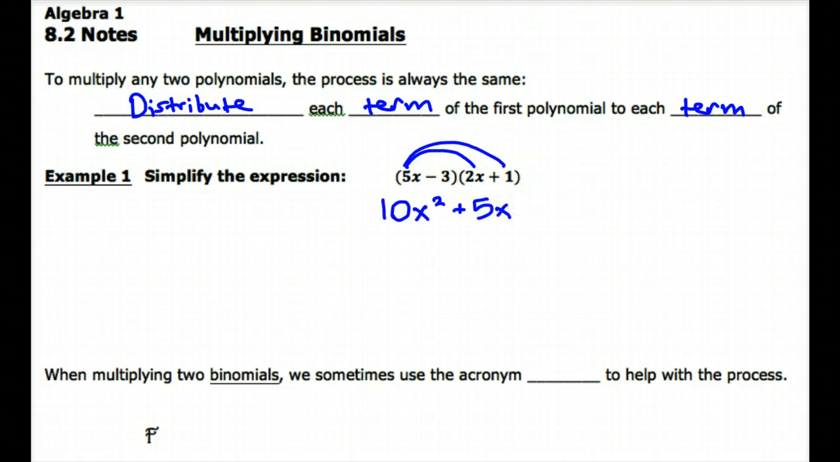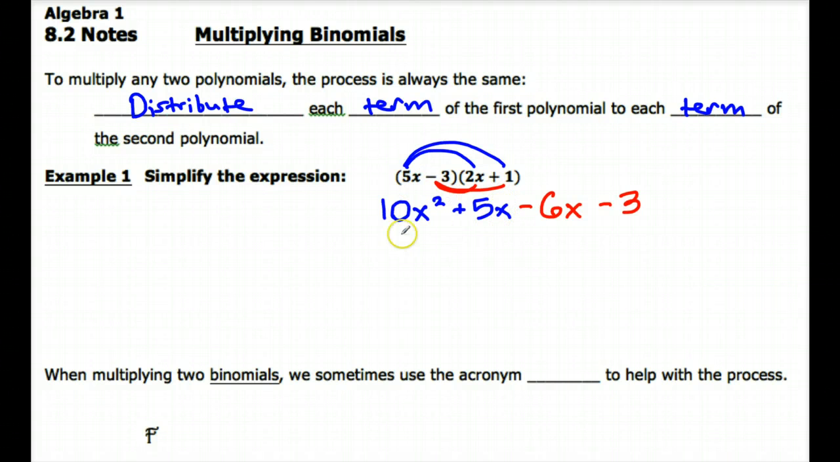But then I also have a negative 3 in this first binomial. So now I need to go to the negative 3, I need to distribute it as well. So I'm going to take the negative 3 times this 2x. Negative 3 times 2x is negative 6x. And then I'm going to take the negative 3 times the positive 1. Negative 3 times 1 is negative 3. So you can see here that I've multiplied every term by every term. 5x got multiplied by 2x and 1. Negative 3 got multiplied by 2x and 1. Okay, so I've done a total of 4 multiplications.